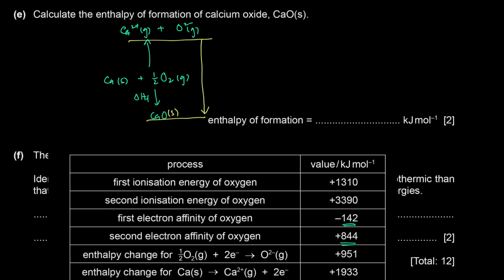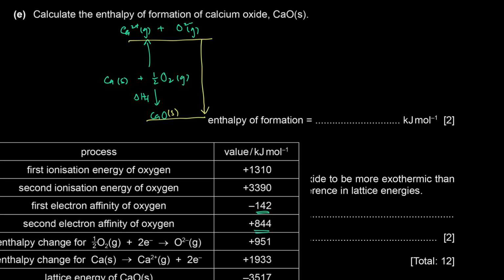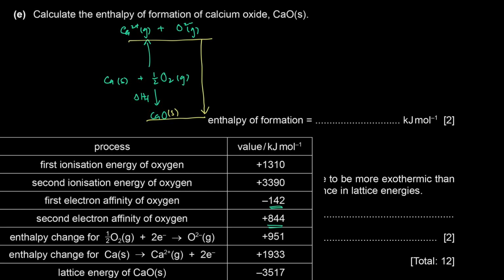That is the lattice enthalpy, right? So over here, what we can say is that this is the lattice enthalpy, and this is equal to negative 3517. That's the lattice enthalpy, right? By definition, the lattice enthalpy is the energy change, or the energy released, when 1 mole of an ionic solid is formed from its constituent gaseous ions, and obviously the ionic solid is under standard conditions.